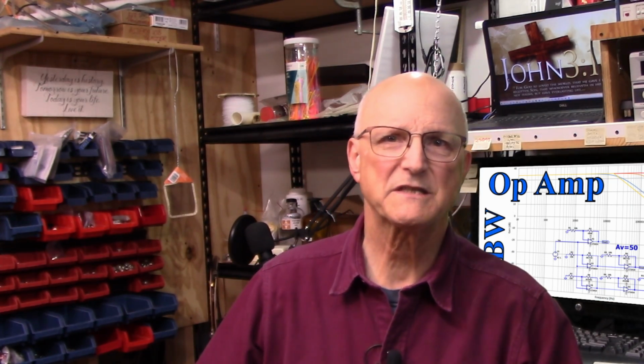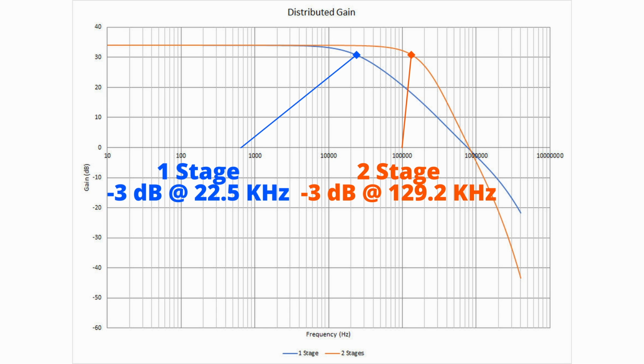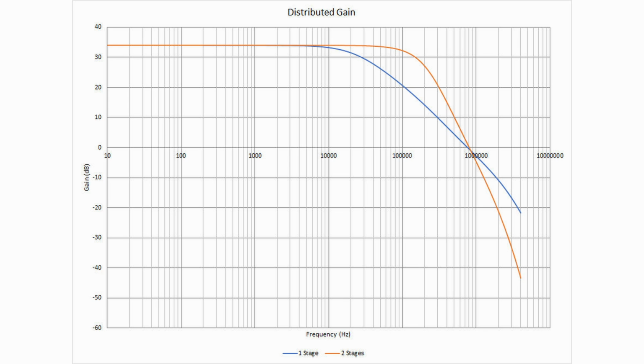Now, here are the simulation results placed alongside the results from the single-stage amplifier. Notice how the knee of the amplifier was pushed way out. The minus 3 dB point for the single stage was at 22.5 kilohertz. The minus 3 dB point for the two-stage is now at 129.2 kilohertz. This is 5.7 times the one-stage amplifier.